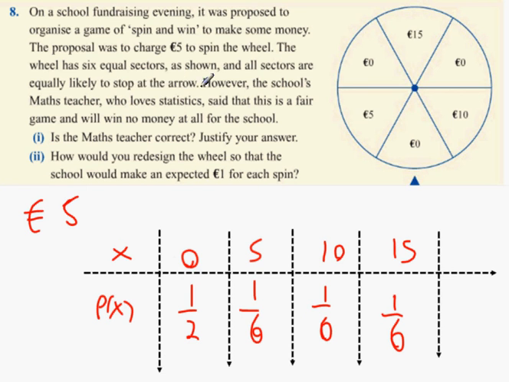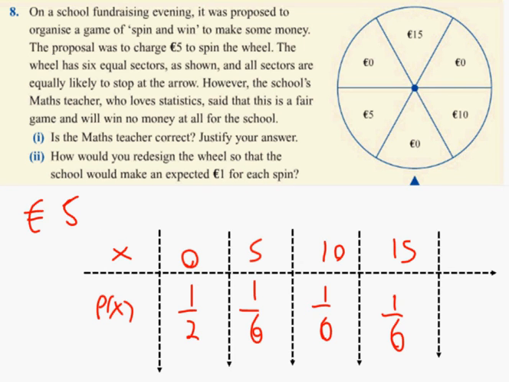Now, the school's maths teacher who loves statistics says that the game is fair and will win no money for the school. So, we're going to try and find the average value. If the average value is 5, what will happen? If the average person wins €5, what will happen? It'll break even, as in €5 to play, €5 you'll win on average. It's a fair game. You won't make any money from it. So if it's below €5, we'll make money. If it's above €5, we'll lose money.